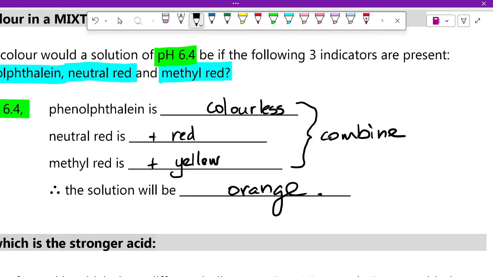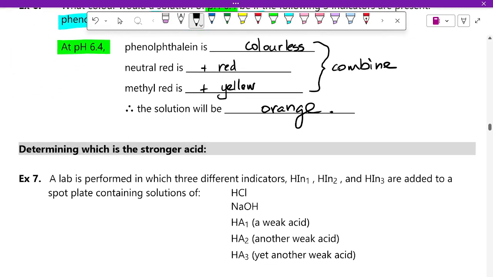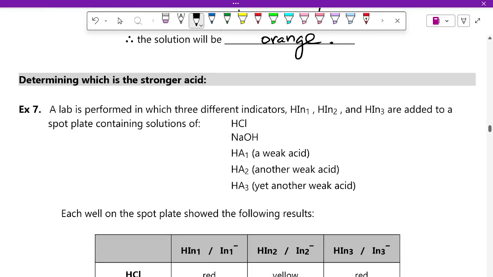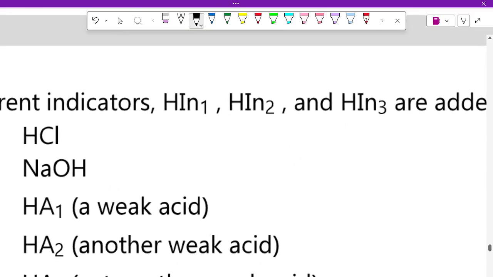This next bit is the hard bit. I'm sorry. There is a lab that you can do with this, but we're just going to do it on paper because we're running out of time. A lab is performed with 3 different indicators: HIN1, HIN2, and HIN3.